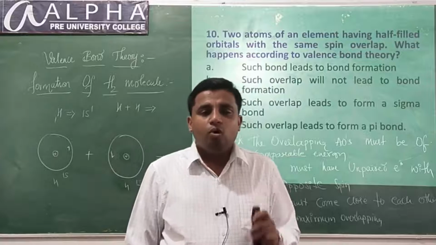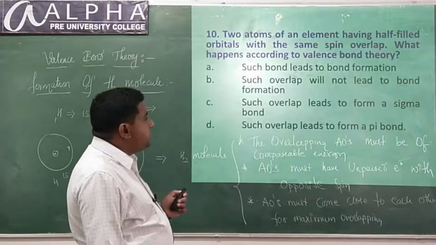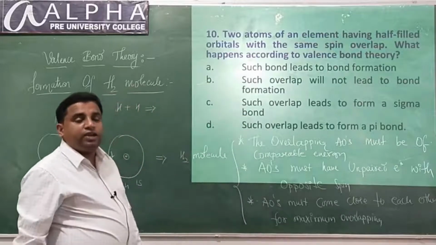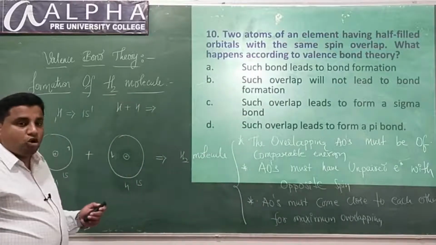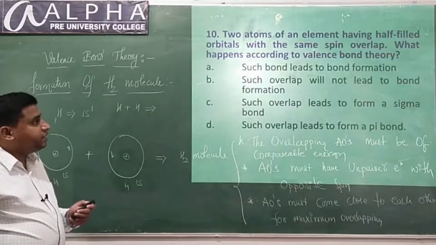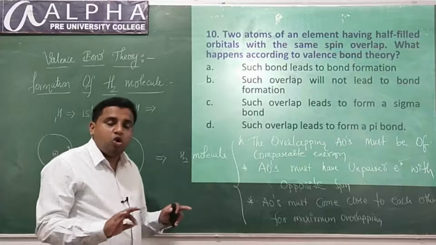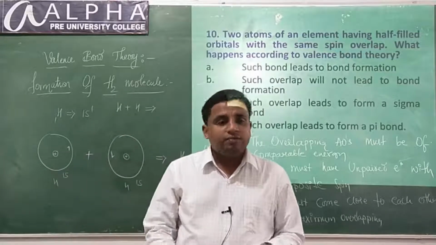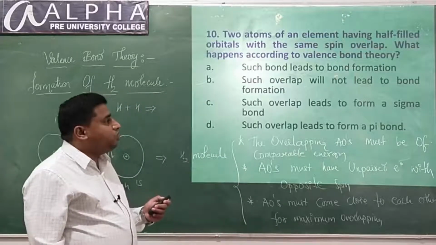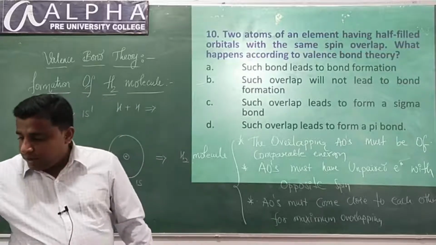There is no bond formation. Hence, what is the answer? Such overlap will not lead to bond formation. If a bond has to be formed, then the electrons must have opposite spin. But here the condition given is that the electrons have the same spin. If the electrons have the same spin, then the overlapping will not take place. If the overlapping does not take place, then there is no bond formation. Hence the correct answer is option B. Such overlap will not lead to bond formation. Is that simple?